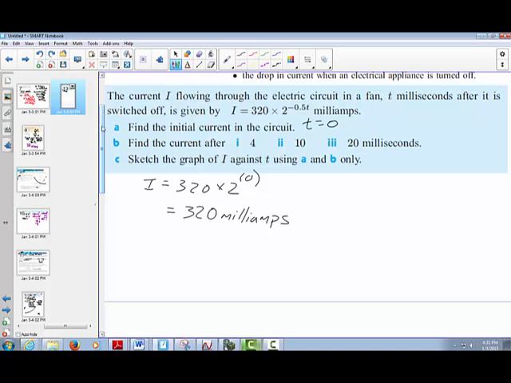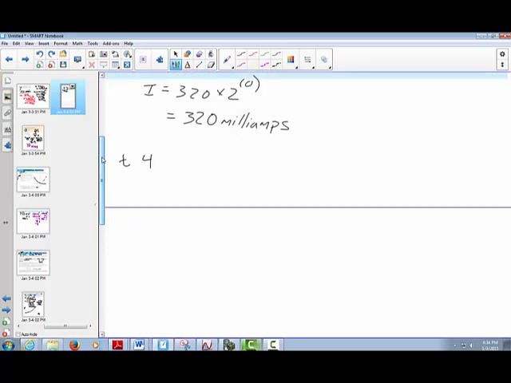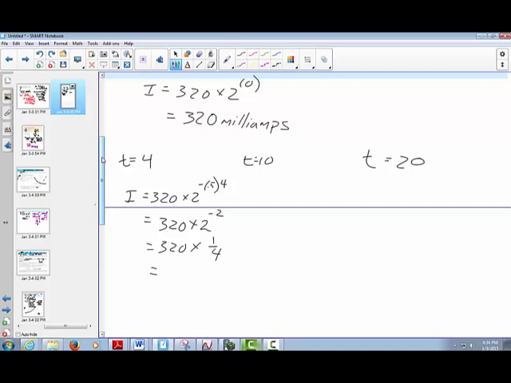Now we're going to do 4, 10, and 20 milliseconds. T equals 4, T equals 10, T equals 20. So I equals 320 times 2 to the negative 0.5 times 4, which is 320 times 2 to the negative 2, 320 times 1/4, which is 320 divided by 4. I think, if I still have a brain left, that is 80 milliamps. And yes, it is. 80 milliamps.